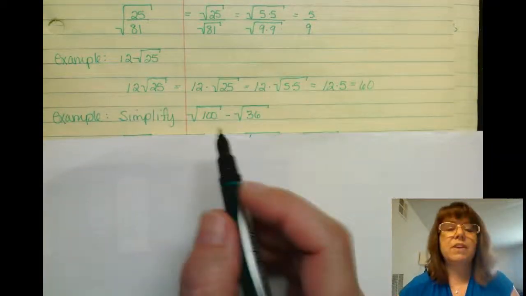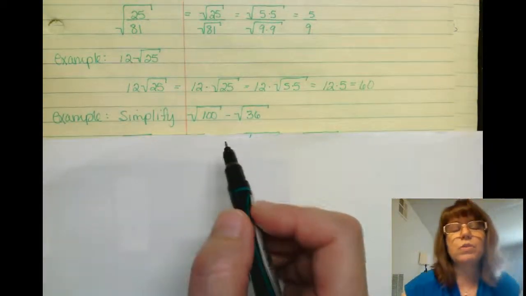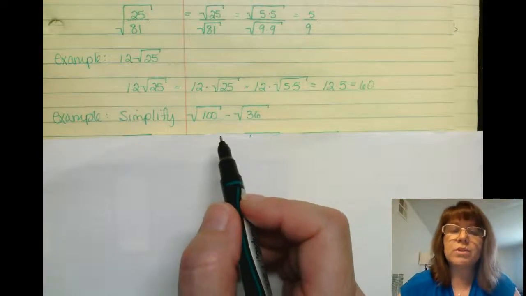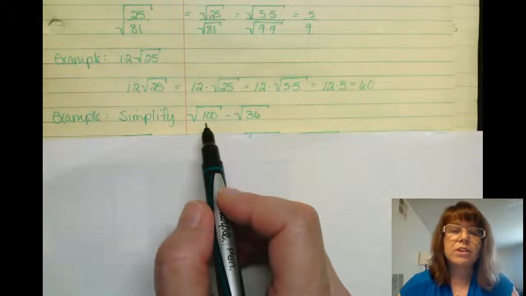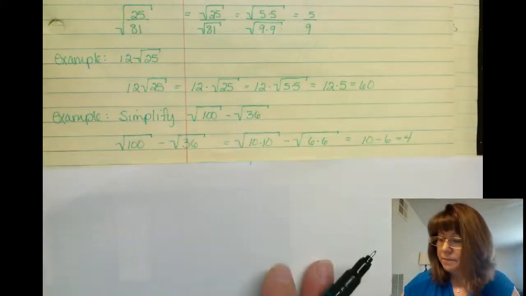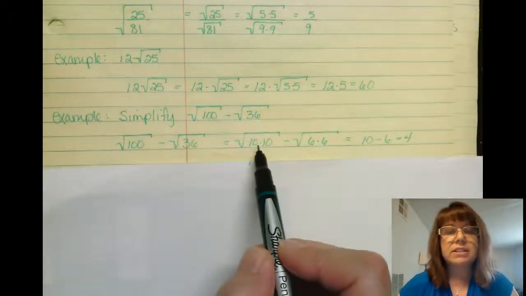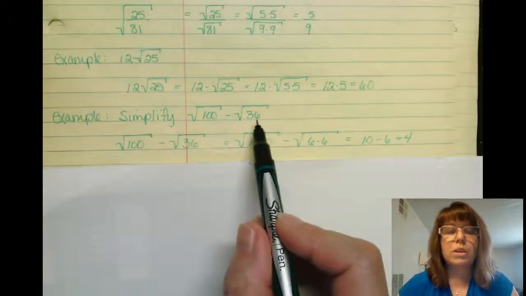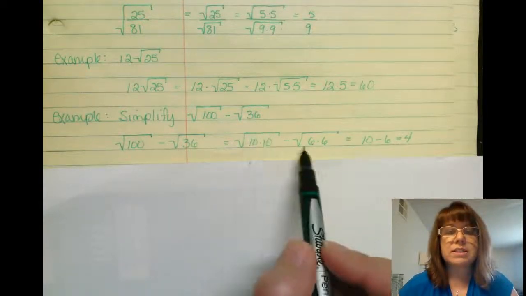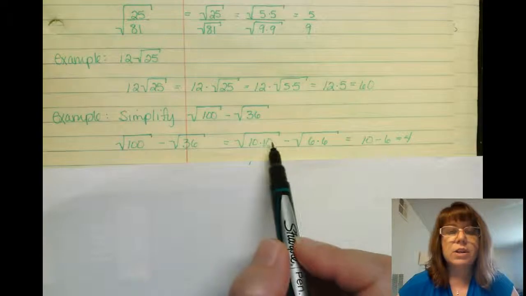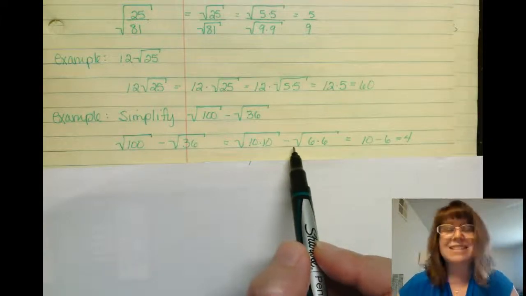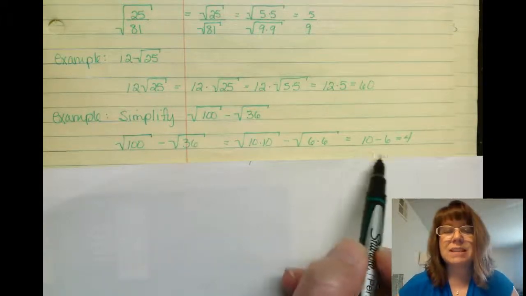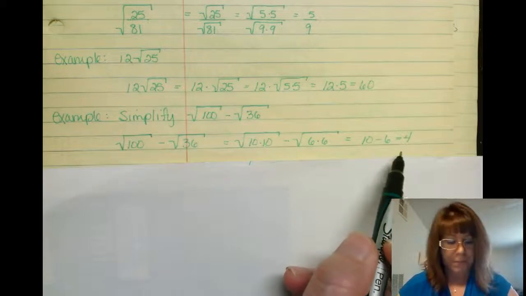And let's simplify the square root of 100 minus the square root of 36. So you always have to ask yourself, what number squared equals 100? Well, that would be 10. 10 squared equals 100. What number squared equals 36? That's 6. So the square root of 100 minus the square root of 36 is 10 minus 6, which equals 4.